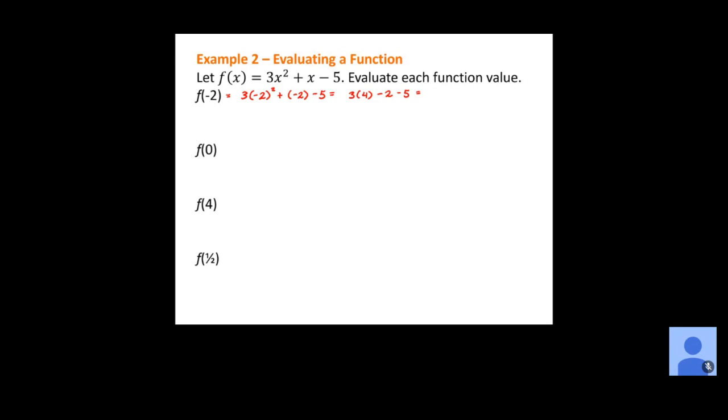Then our next step in order of operations, we're going to multiply. So 3 times 4 is going to give us 12. Then -2 minus 5. And at that point, we have all subtraction, so now I can just go left to right. So 12 minus 2 is 10. Minus 5 should give us a +5. So this would be our value now for f of -2.